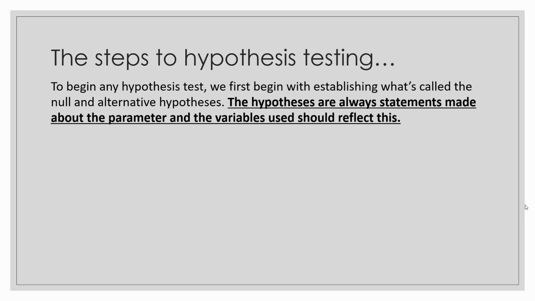Well, we have to establish what we call the null and the alternative hypotheses. So, every hypothesis test has two component hypotheses. One is the null, and the other is the alternative. Now, the hypotheses are always statements made about the parameter, and the variables used should reflect this. You'll notice this statement is bolded and underlined because it is important. It's there for emphasis. So because these are statements made only about parameters, the variables we use can only be p, which stands for the population proportion, or mu, which is the population mean. So remember those two variables, very, very important. So we're not using x bar and we're not using p hat in the hypotheses.